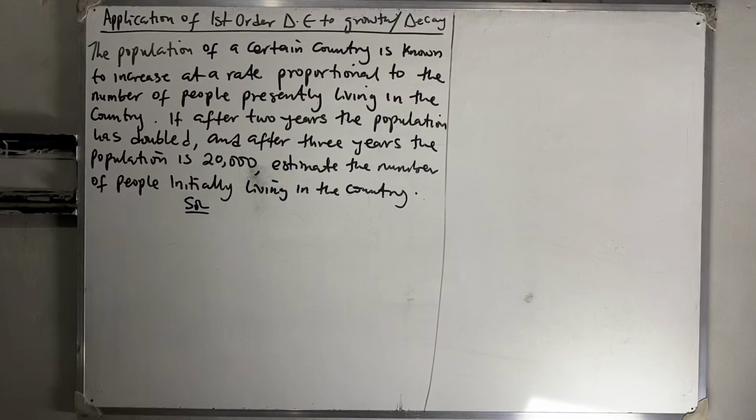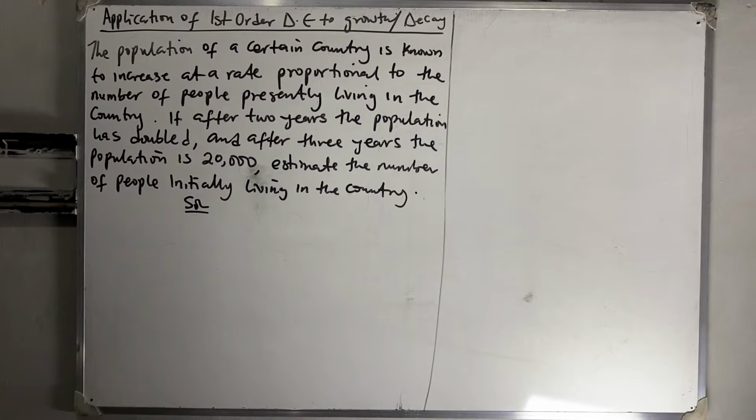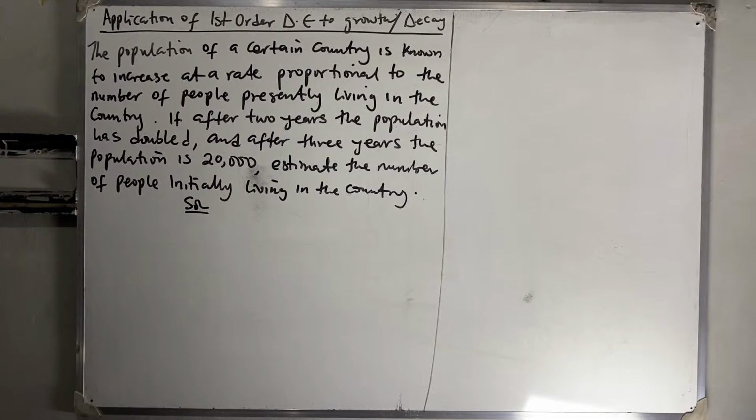Okay, we are still in the application of first order differential equations to growth and decay. The question says that the population of a certain country is known to increase at a rate proportional to the number of people presently living in the country. If after 2 years the population has doubled, and after 3 years the population is now 20,000, we should estimate the number of people initially living in the country. This is a very easy first order differential equation problem. So let us do that.